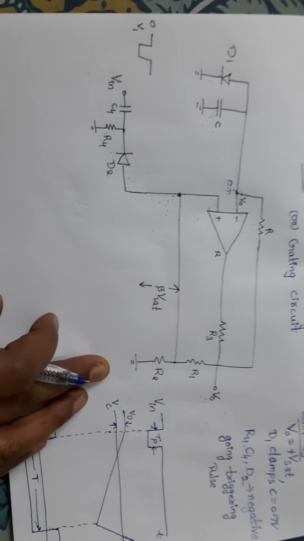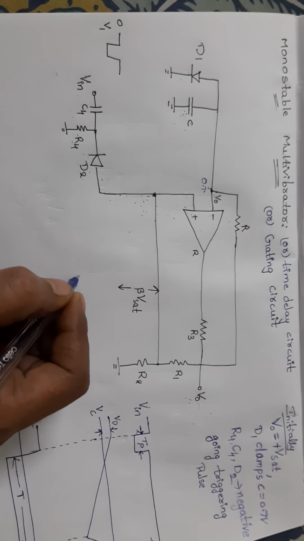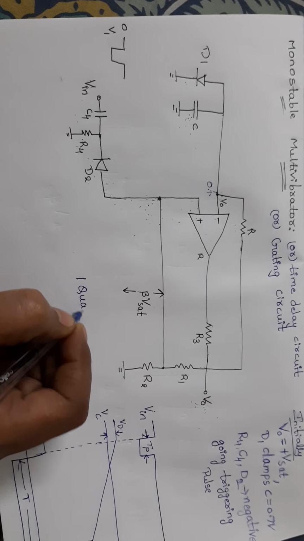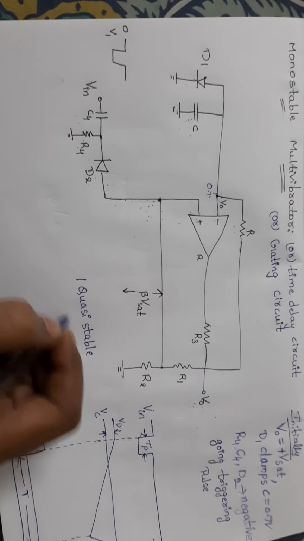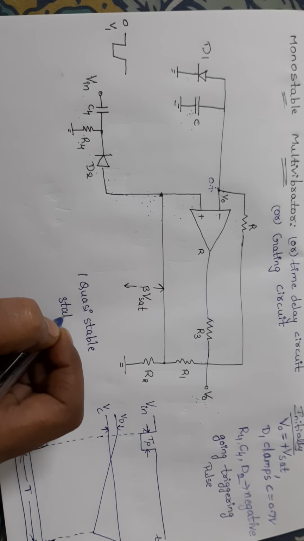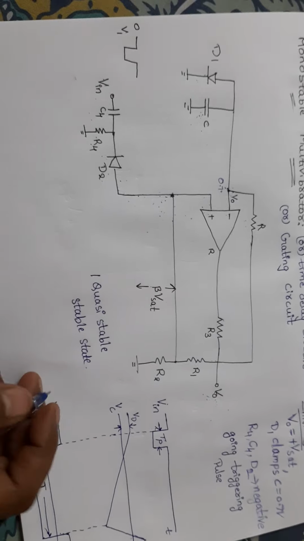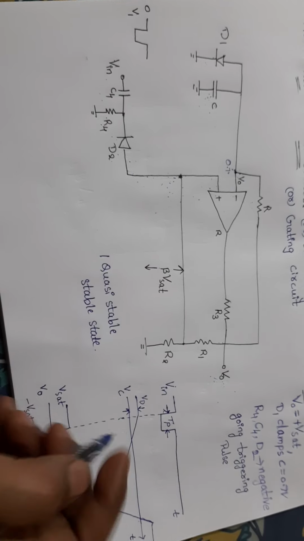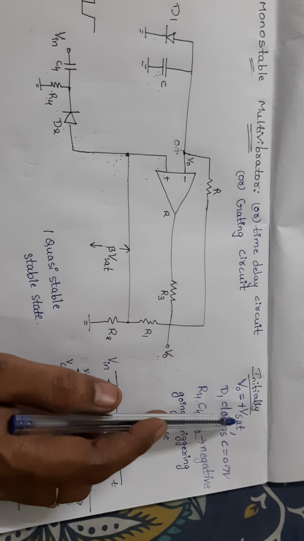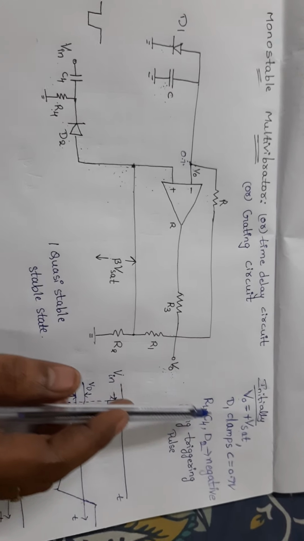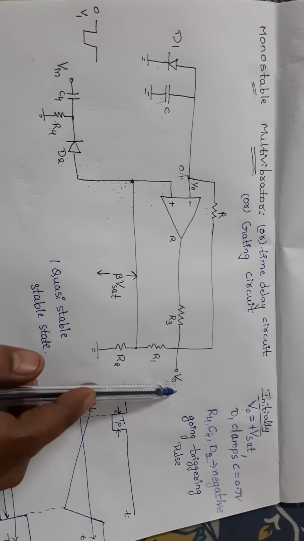and before that, this is a monostable multivibrator, so it is going to have one quasi stable state and one stable state. So initially let us assume that output V0 is equal to plus Vsat. Whenever the output V0 is plus Vsat, this is the assumption.